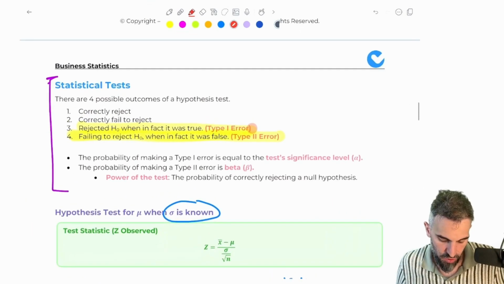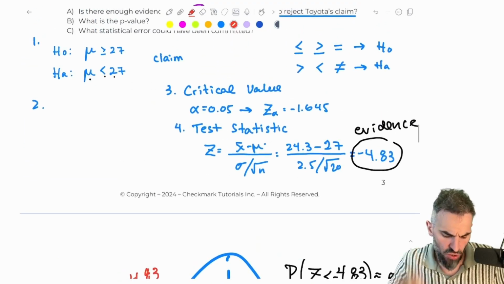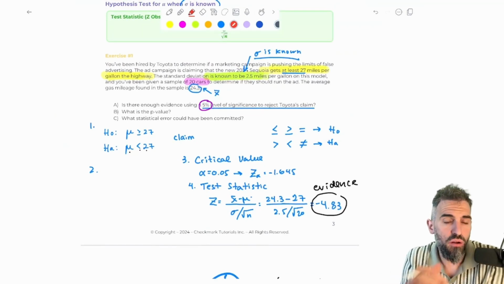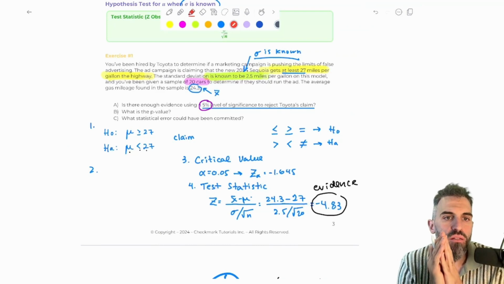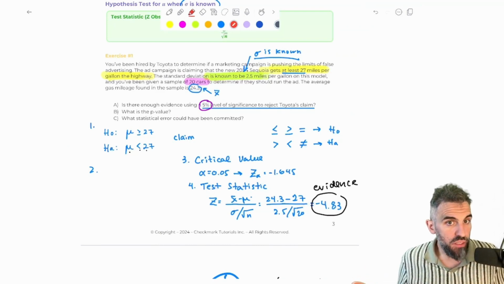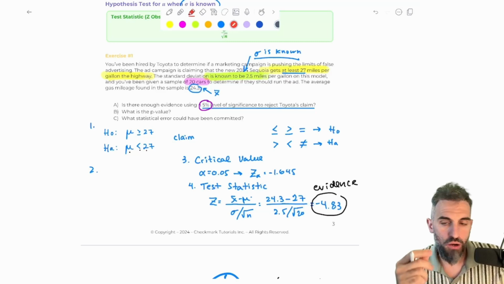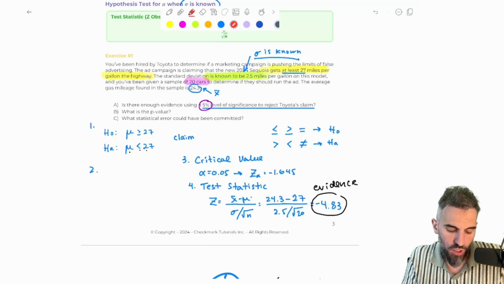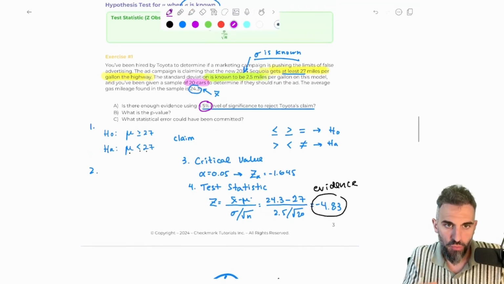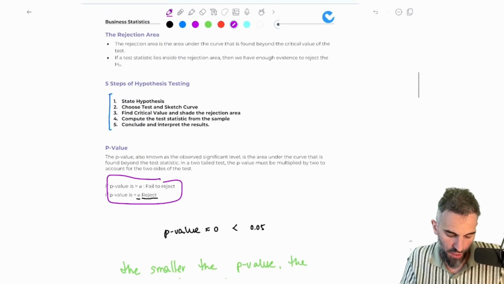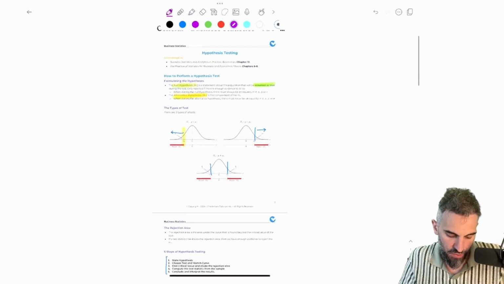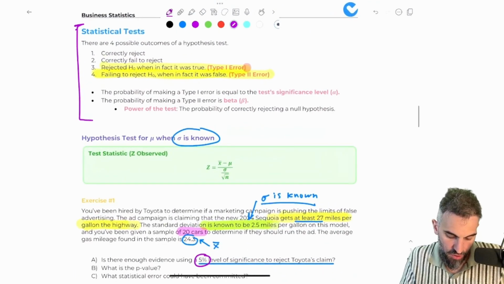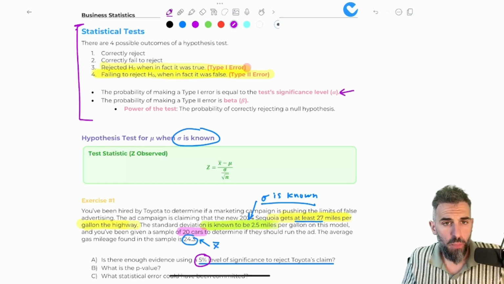Like in our test with Toyota, we rejected H0. We said, no, their claim is wrong because that's what our evidence pointed us towards. Our evidence said they're wrong. But what if they were actually right? It's possible, right? That would be called a type 1 error. When you conclude that the H0 is incorrect, when in fact it is correct, we call that a type 1 error. And there's a probability there. The probability of a type 1 error is the alpha. Here, the probability of making a type 1 error is called alpha.